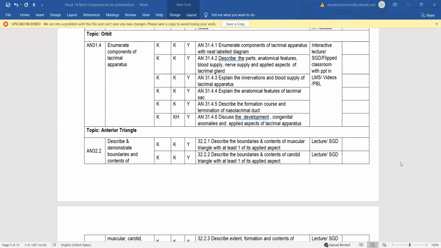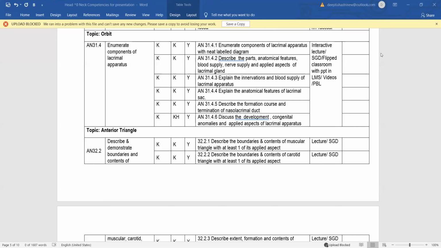Right. Now I'm wondering whether we should go by the competencies that have been laid down by MCI, or whether we need to reframe the competencies themselves. Because if it says enumerate, it does not mean you describe the lacrimal gland or give the secretomotor nerve supply of the lacrimal gland. Anyway, we can keep this in mind. We'll note down 31.4 for later discussion as well. Definitely, ma'am. There are lots of people who have raised their hands for this.